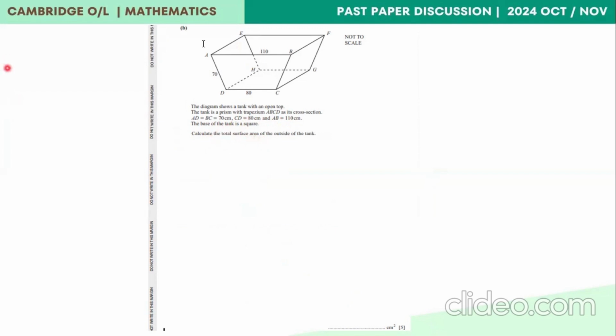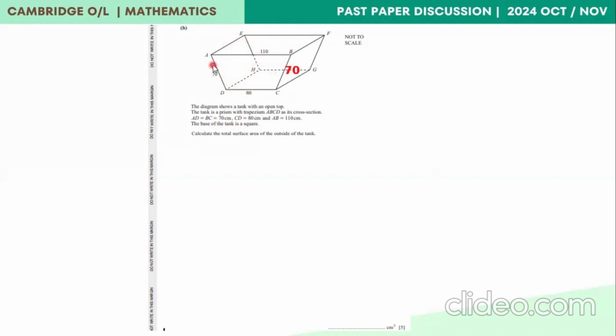So if I quickly label it, they say that BC is also going to be 70. So BC is also 70. So here, as you can see, this ADCB is a trapezium. So the same trapezium is there in EHGF also. So these two are the same trapezium, so we can find the area of that. Also, these two are going to be rectangles.